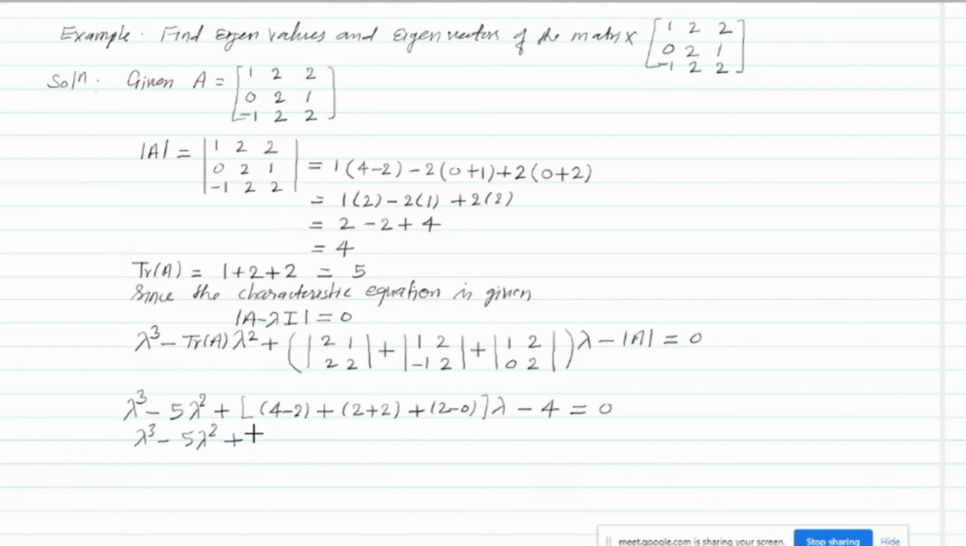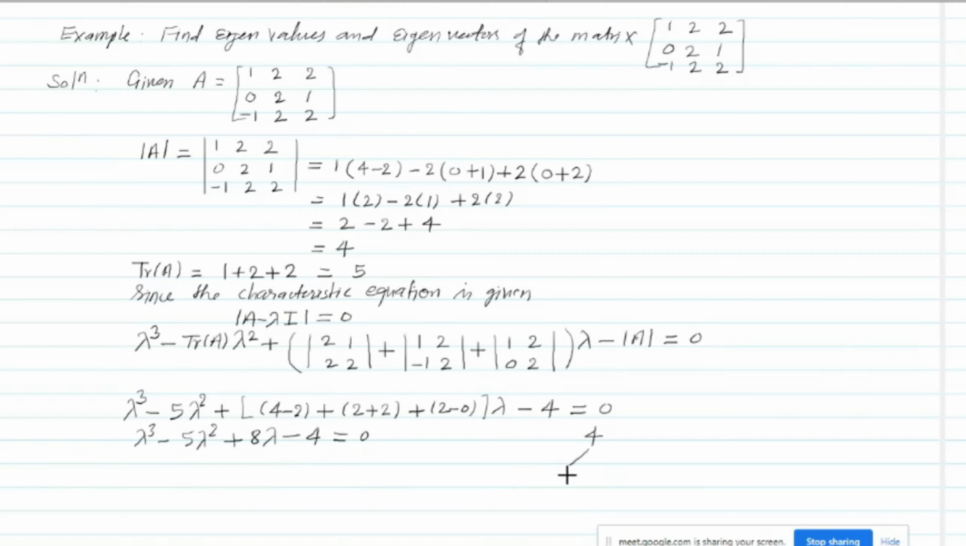So you will get 8 lambda minus 4 is equal to 0, which is your characteristic equation of the given matrix. But we want to find out what eigenvalues and eigenvector for the matrix A. So first of all, we find eigenvalues of this matrix. So just take the constant term 4. So we're taking here 4.